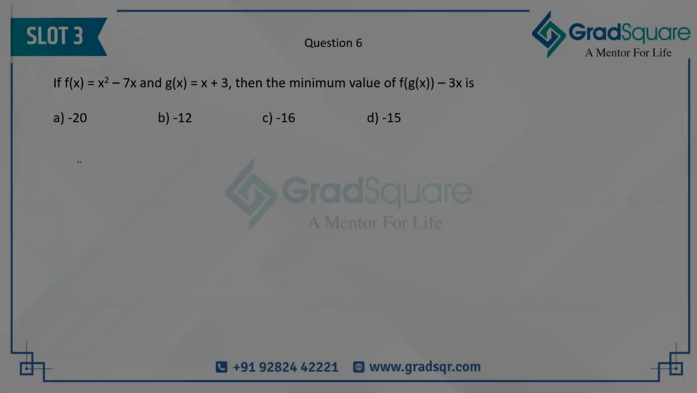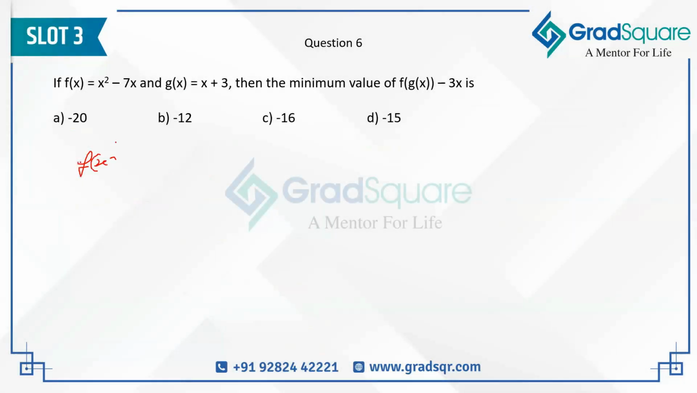Question number 6 says f of x is equal to x square minus 7x and g of x is x plus 3. Very straightforward. The minimum possible value of f of g of x minus 3x. So now I'm trying to find f of g of x first and then do a minus 3x from there. That is something that we have to remember.